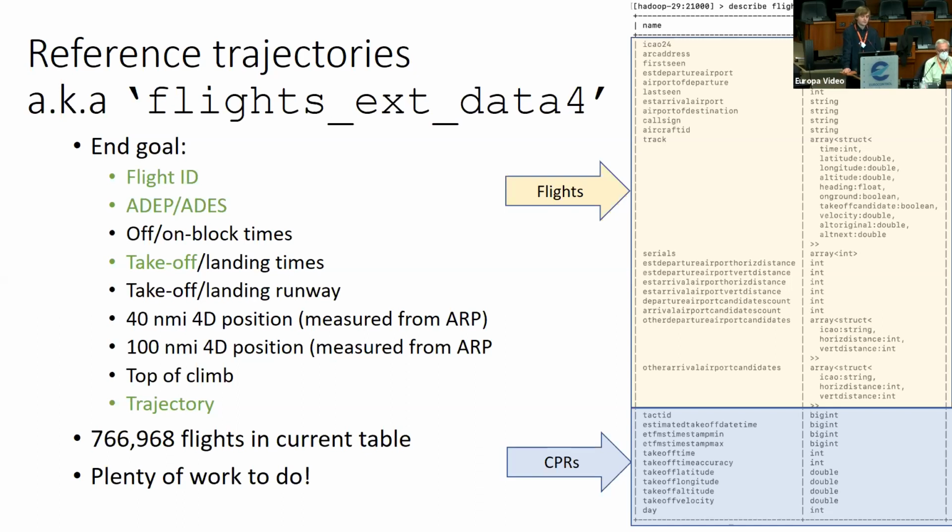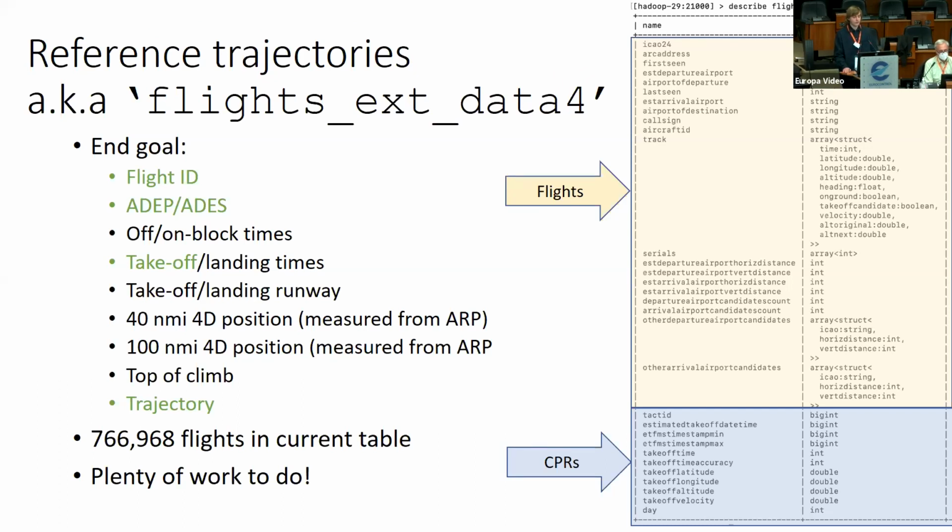Takeoff and landing times, takeoff and landing runways, and then the 40 position as measured from the airport reference point, and so on, top of climb trajectory. On this slide, I've marked the things that we have as of today in green, and the ones that need further work are left black. So it's work in progress.